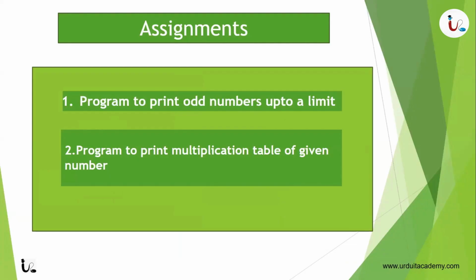Now the second question is to create a program to print the multiplication table of a given number. In this example, I have told you how we can print the multiplication table of 5 or 10, 3, any number. But here we have no idea which number it could be. So you can add a for loop. You have to ask the user to enter a number and create a for loop to print the table of that particular number. So it's a little tricky, but you can try.